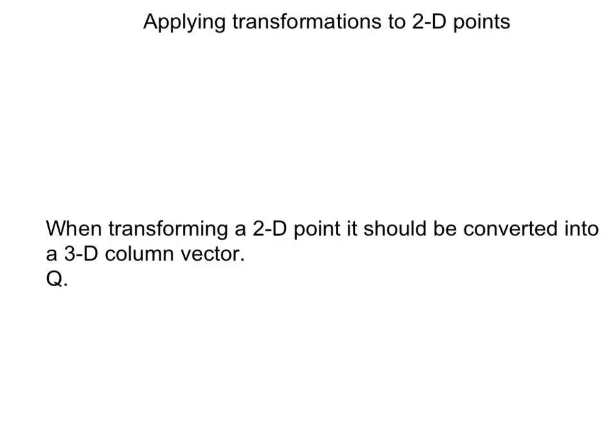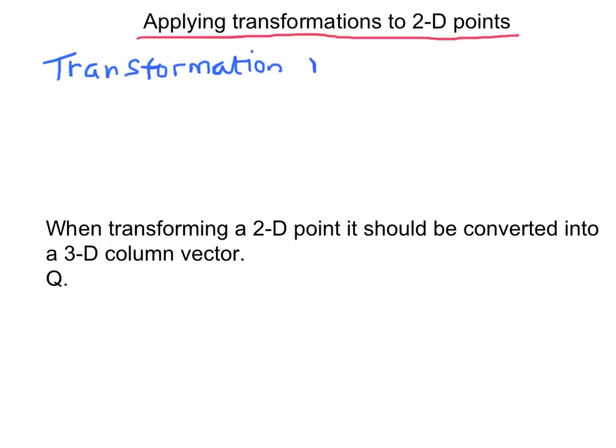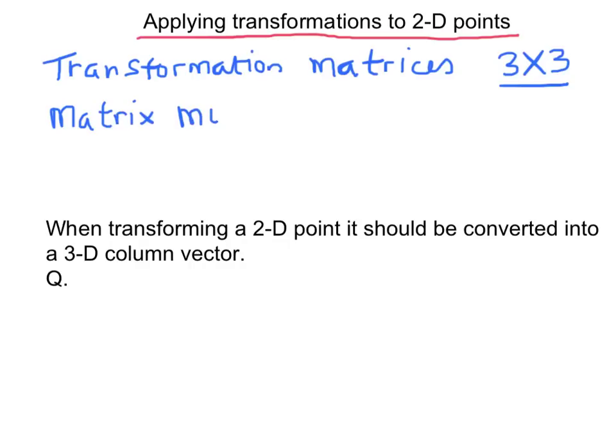Now we're going to look at applying transformations to 2D points. Now, all of our transformation matrices, and there were 4 of them that I listed in the previous part of the tutorial, all of them are 3 by 3 matrices. They have 3 rows and they have 3 columns. And when I go to apply my transformation to 2D points, I'm going to do this by matrix multiplication.